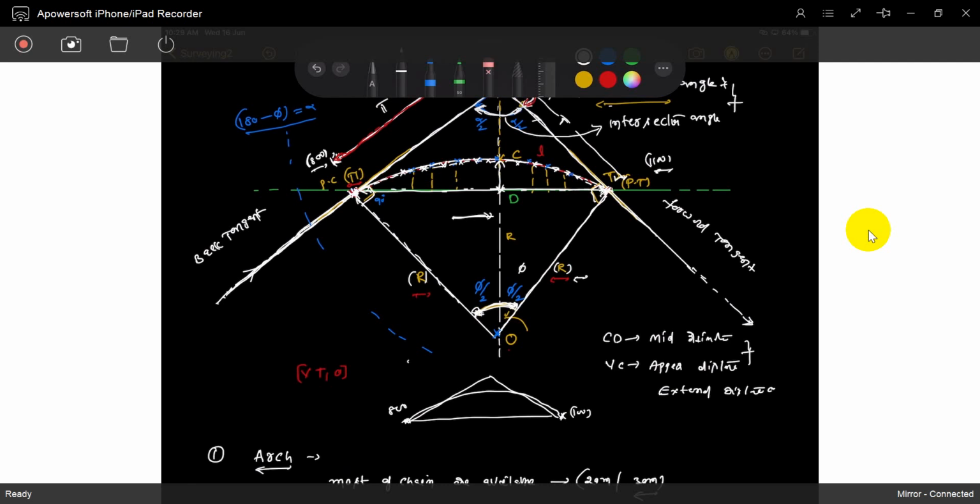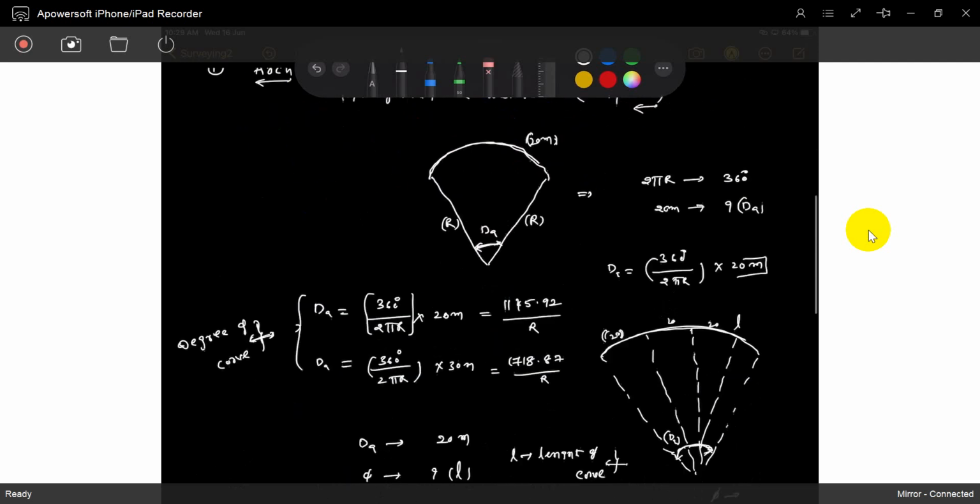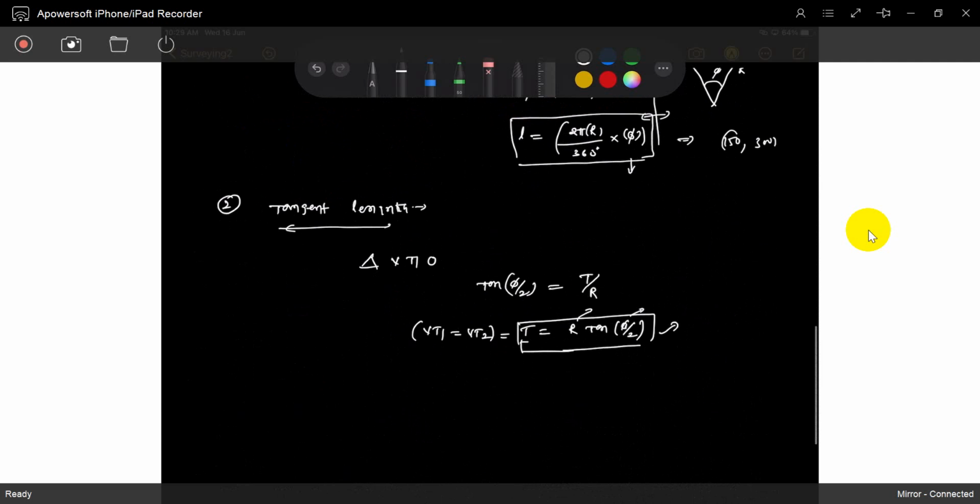Okay, second. See, triangle T1 D O is a triangle. Take sine theta. Sine phi by 2, what is it? This length divided by R. Sine phi by 2.